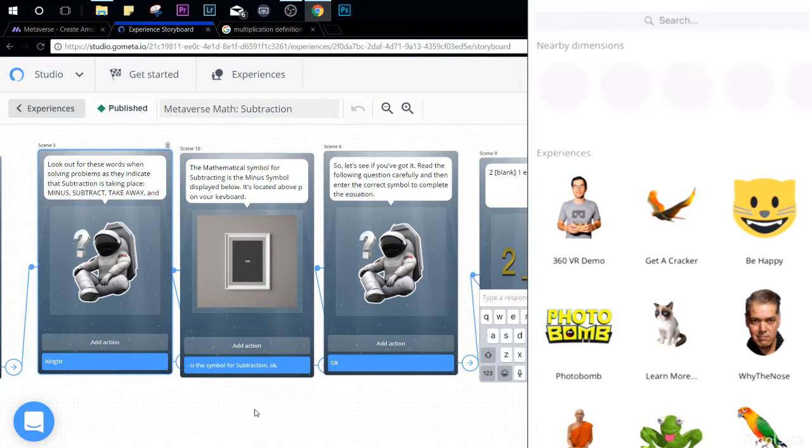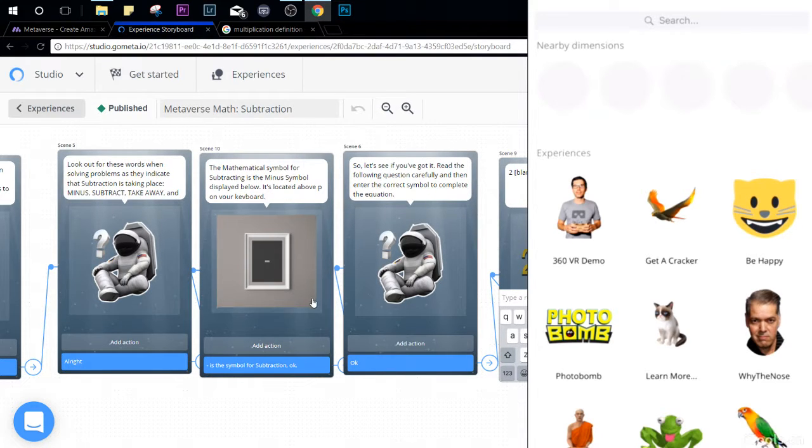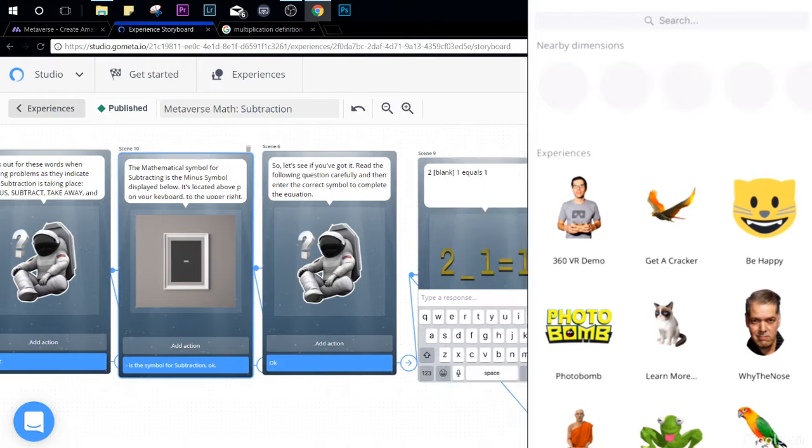Here I displayed the minus symbol, and I show this graphic that I made before. I also indicate that it's located above P on your keyboard to the upper right. So that way, they don't mistake it or miss it, because keyboards can look a little different. And then even in the response I say minus is the symbol for subtraction.